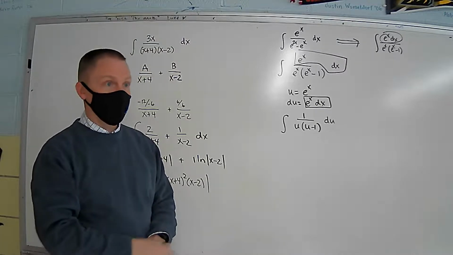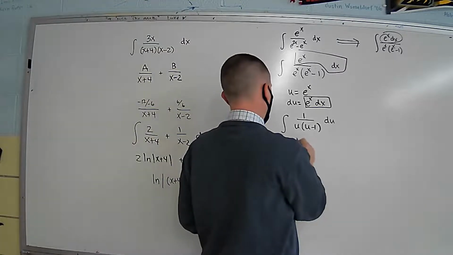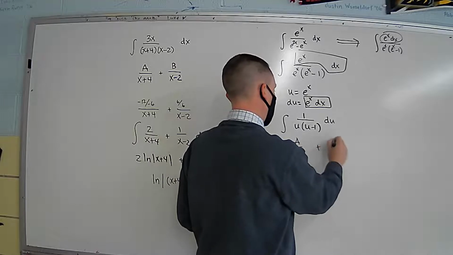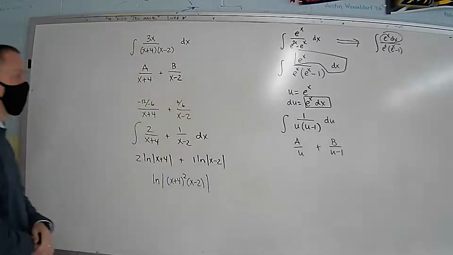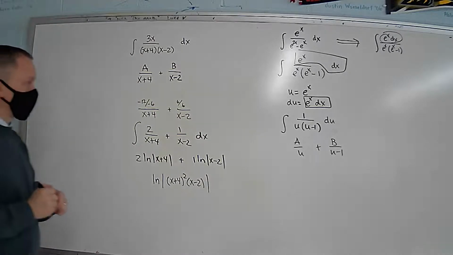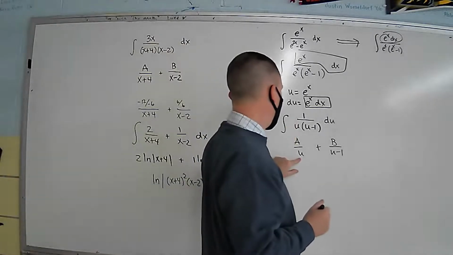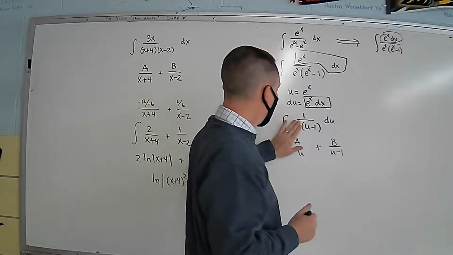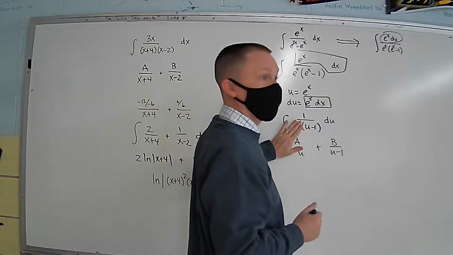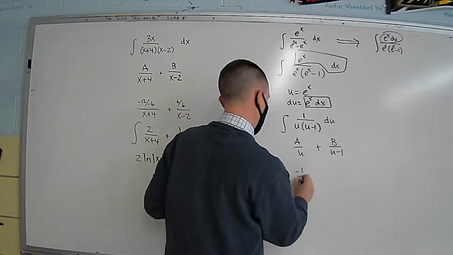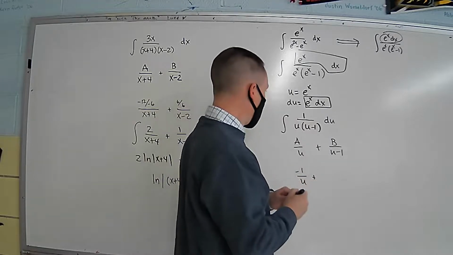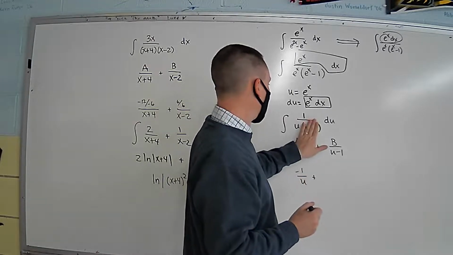Okay, so now can you partial fraction it? A over u plus b over u minus 1. So what's a? 0 makes that 0. Cover that up. So 1 over 0 minus 1 is negative 1. And then 1 makes that 0. So 1 over 1.